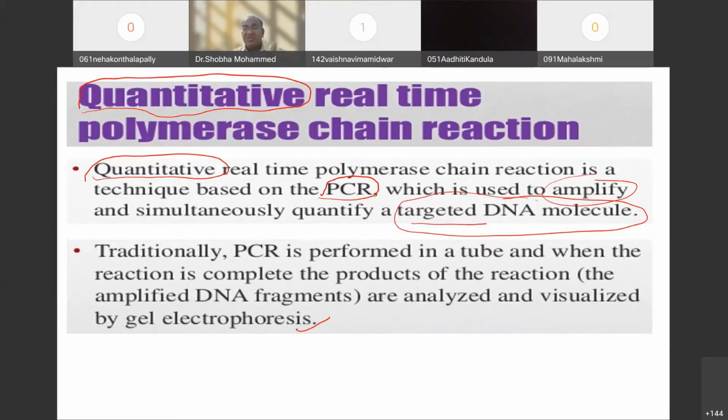So how does it differ from the old PCR? In the old PCR, once the reaction formed the solution, whatever fluid was formed, I then used the electrophoresis mechanism to give me a result. But nowadays it is not required.